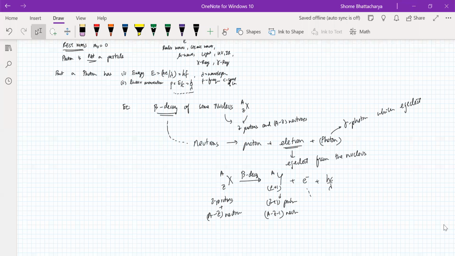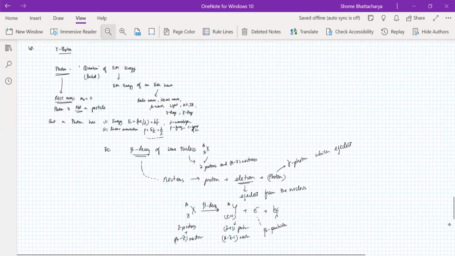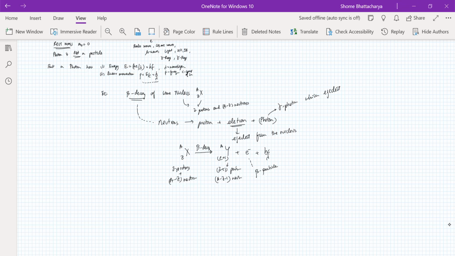Okay. So this electron only is called the beta particle actually. This will be an electron which has comparatively high kinetic energy. So it's a fast moving electron which gets ejected. That is called the beta particle. Now let's try to visualize this from the momentum perspective.